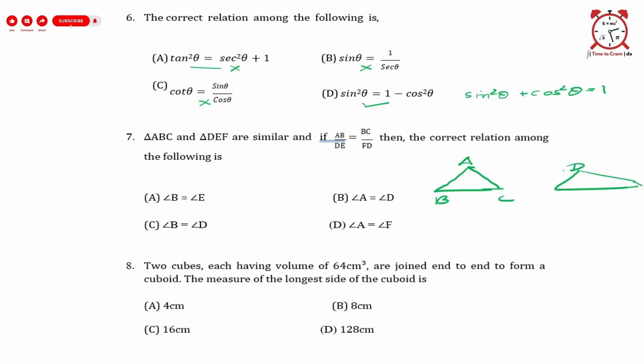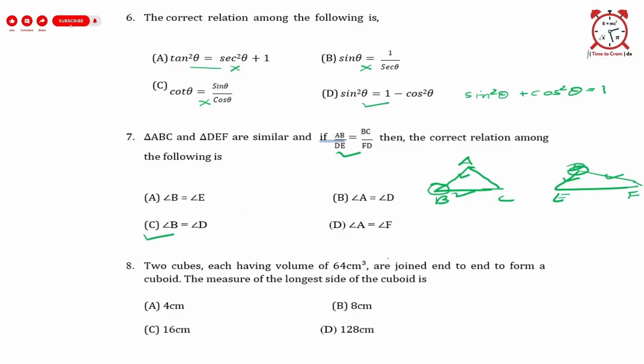Triangle DEF. As per the given condition, AB upon DE means this side and DE means this side, and BC upon FD means this side and FD means this. Then the correct relation among the following is what? Here we can see that between these two sides, B is the included angle. Similarly, between two sides, D is the included angle. So here B equals D, so option C is the correct answer.